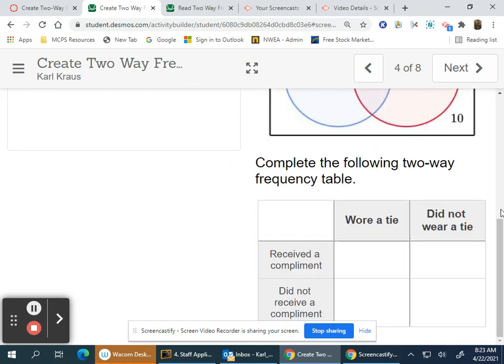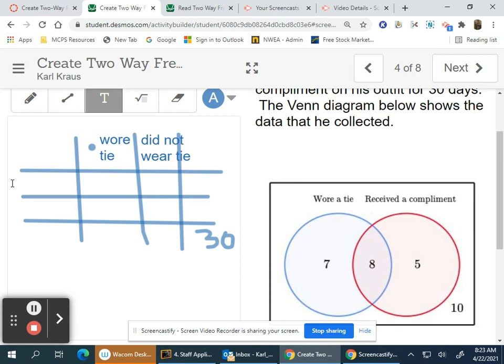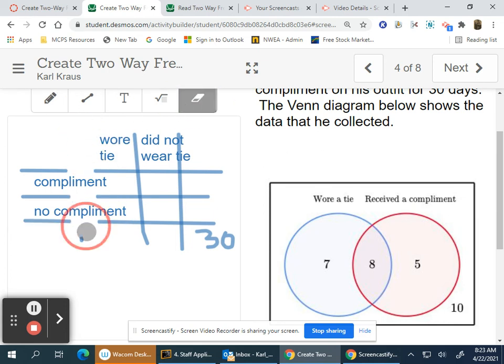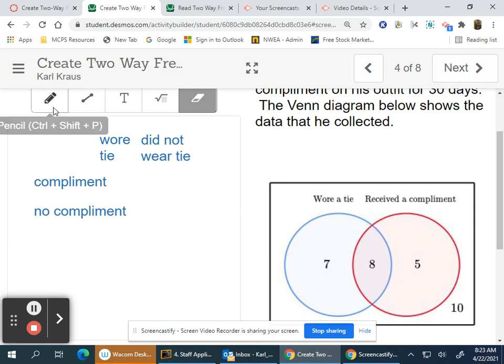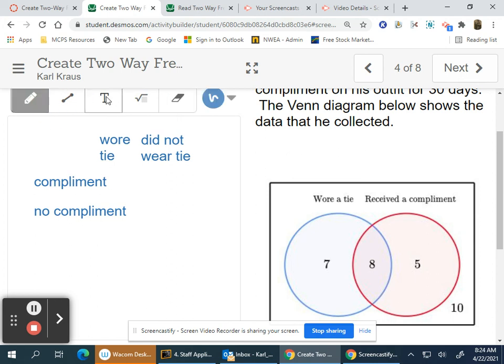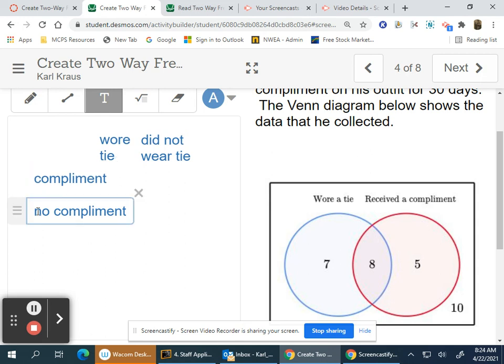And compliment, no compliment. Let me erase this here so I can set it up a little bit better. This won't move over further. Let's see if we can do this.